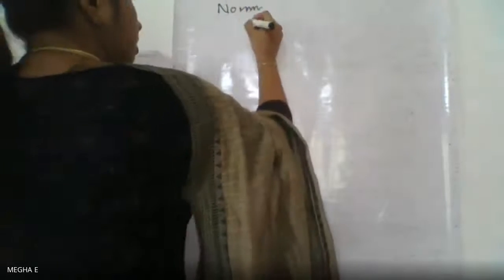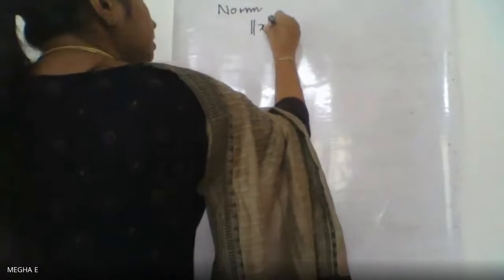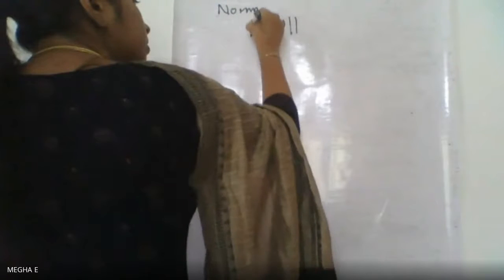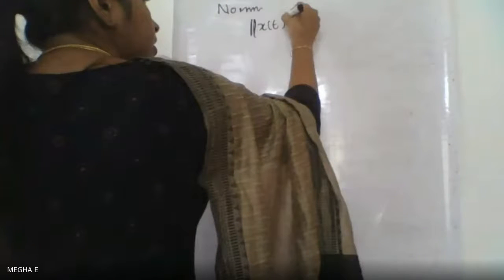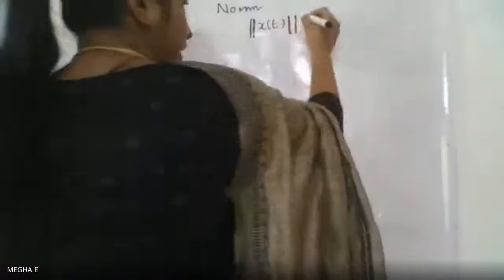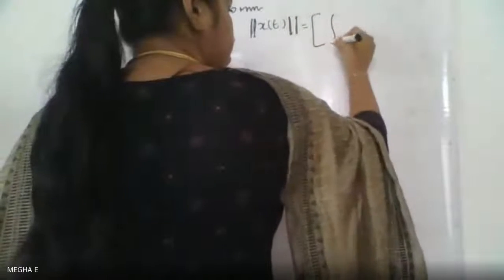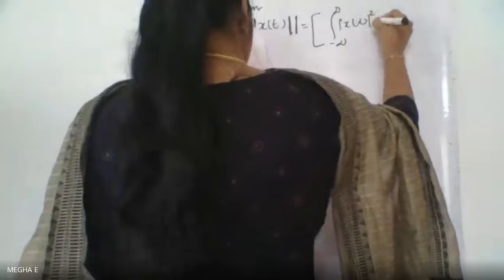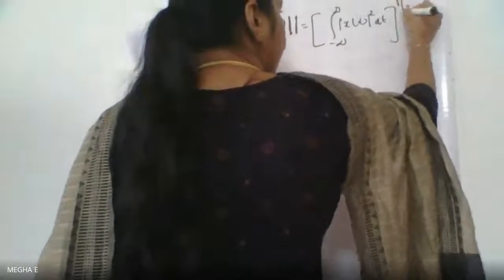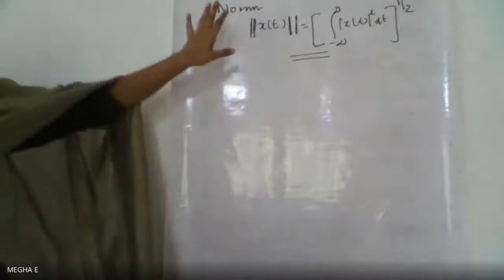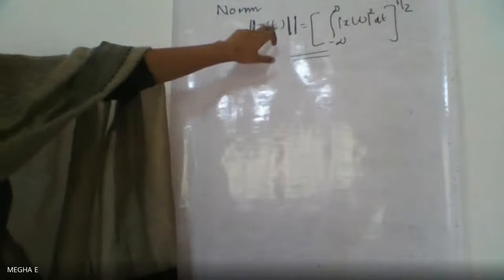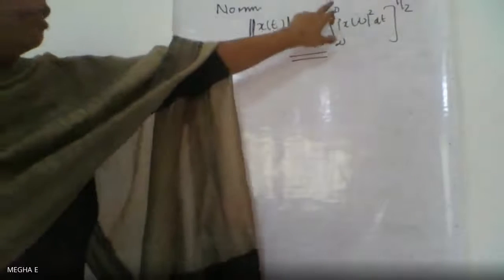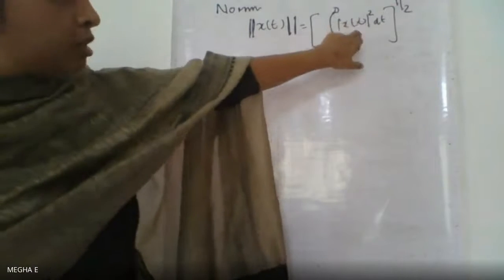So the norm of a signal is defined like this. This is the norm value. The norm of a signal x of t is defined as minus infinity to infinity of mod x of t whole square dt, the whole raised to half. This is the norm of a signal x of t.